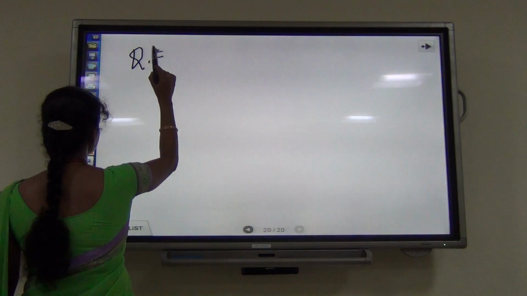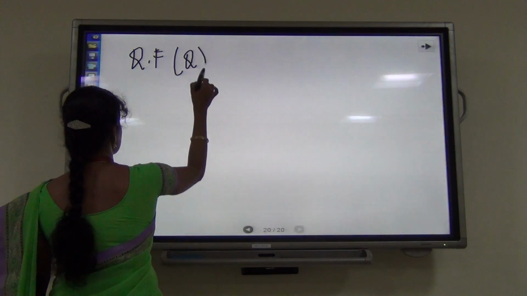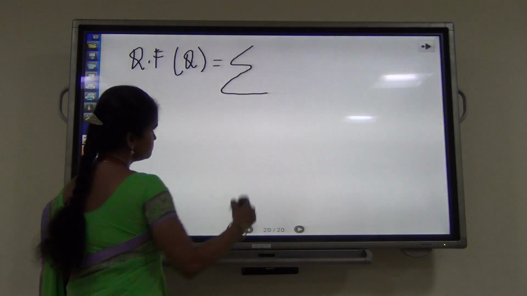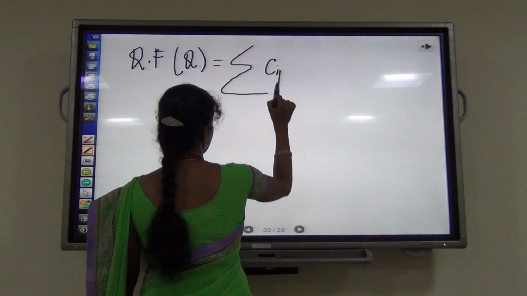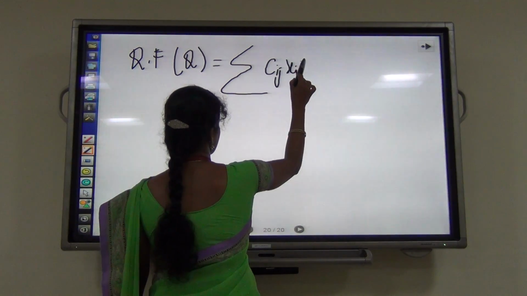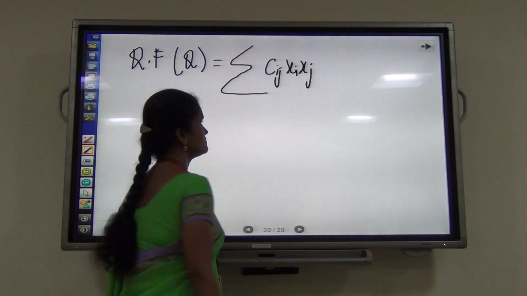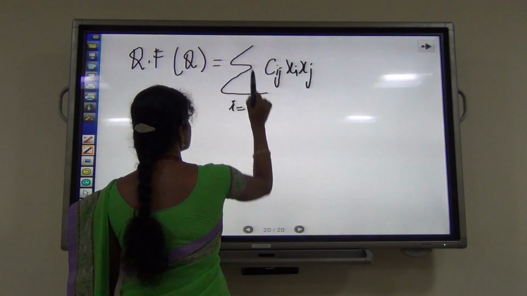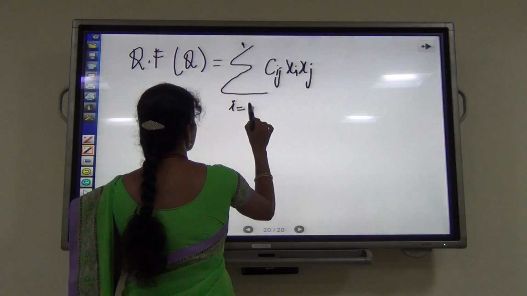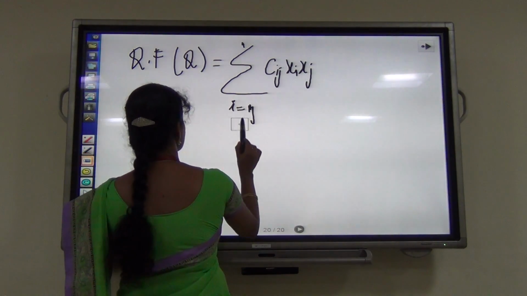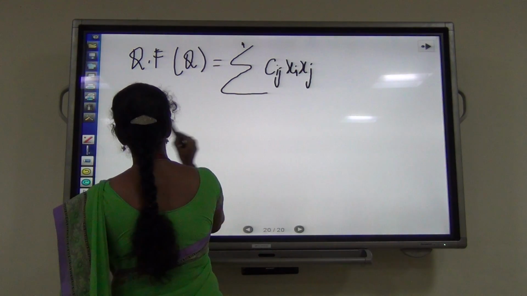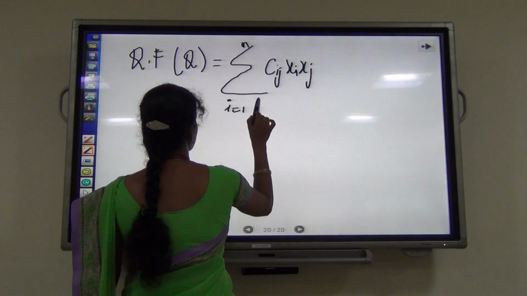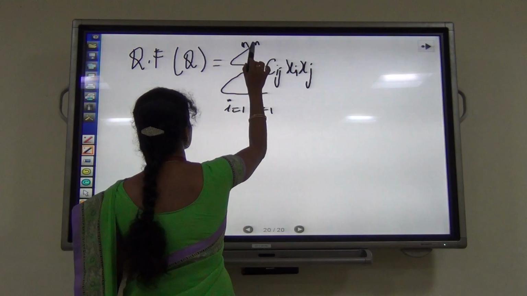How do we write this? Q stands for quadratic form, and Q is equal to the summation of Cij into Xi Xj, where i varies from 1 to n and j varies from 1 to n.